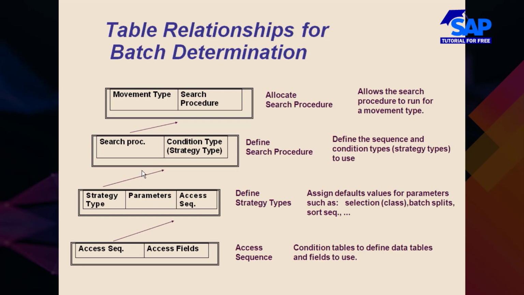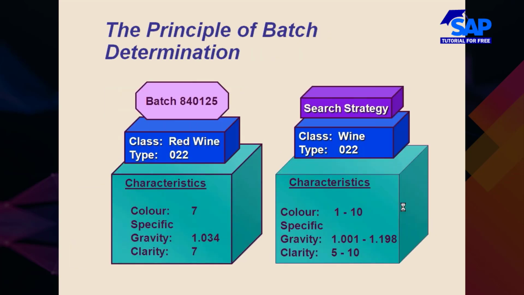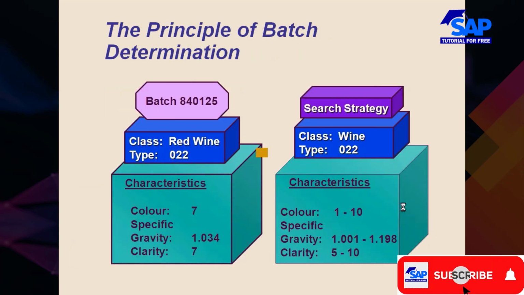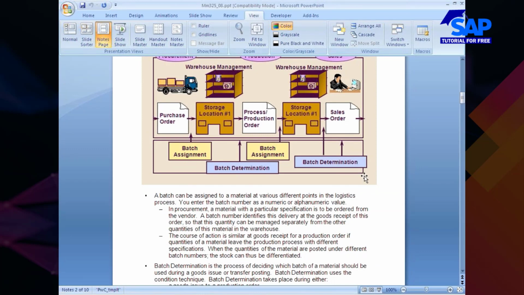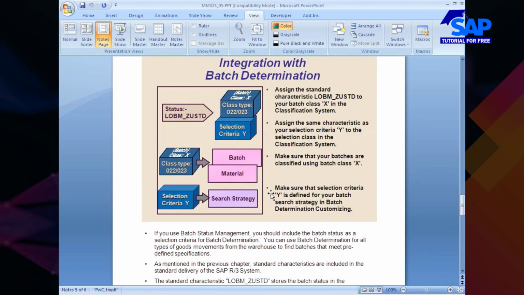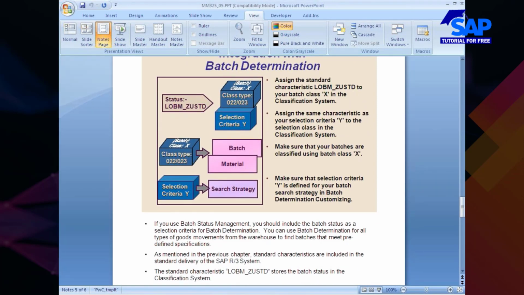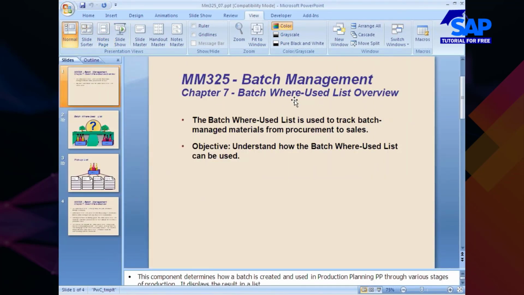Right? So this is how you should be doing it. You could see here also, define strategy type. While defining it, assign default values for parameters such as selection class, sorting rule, and batch splits. Okay. So this is called batch determination. So we are done with the batch determination. Okay, and now we are left with something called batch where used list.